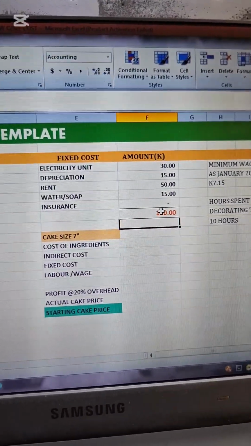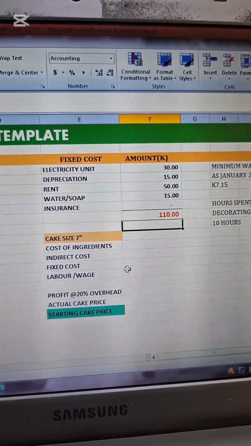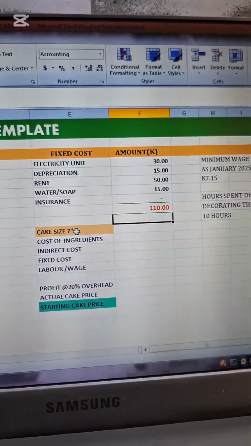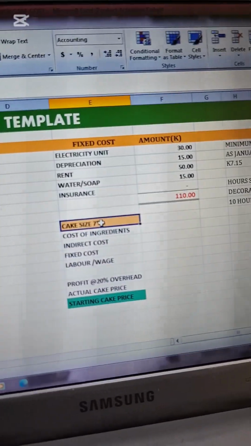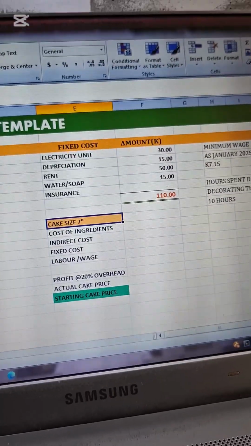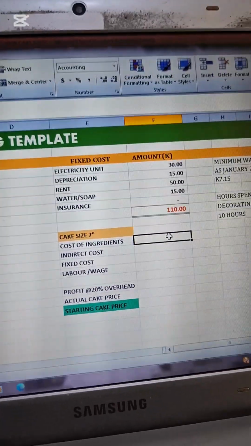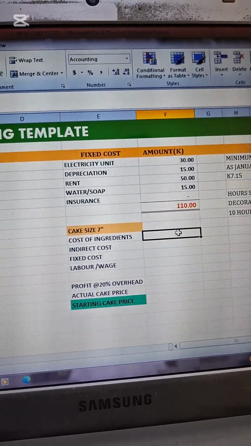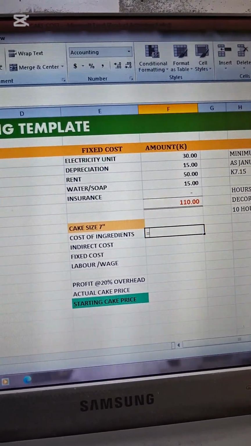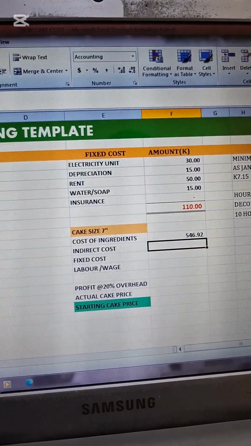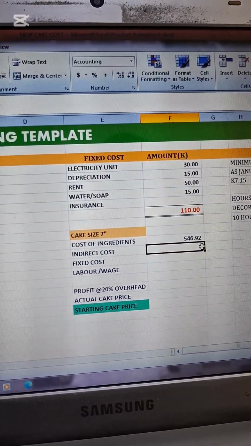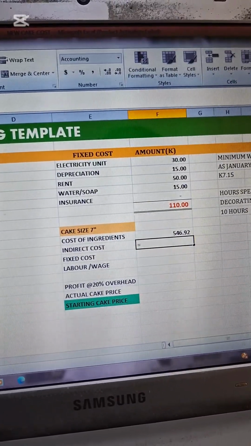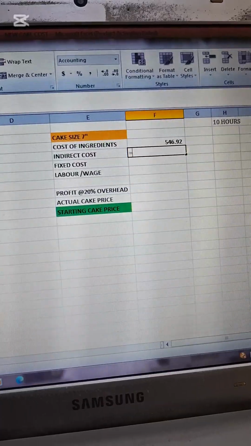And we have electricity units, 30 kwacha, depreciation, 15 kwacha, rent, 50 kwacha, water and soap, 15 kwacha. And if you have any insurance plan, you can just include the figure there. And the total for that comes to 110 kwacha. So depreciation on cake isn't directly applicable, but it's just a decrease in value of assets like equipment, ovens, mixers over time. So you really need to factor in that cost.